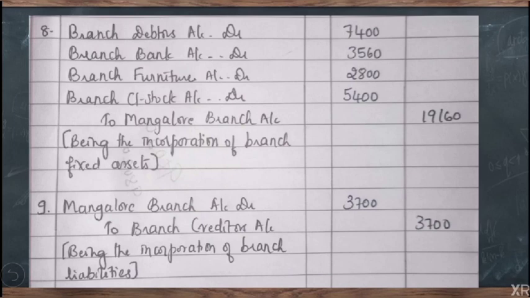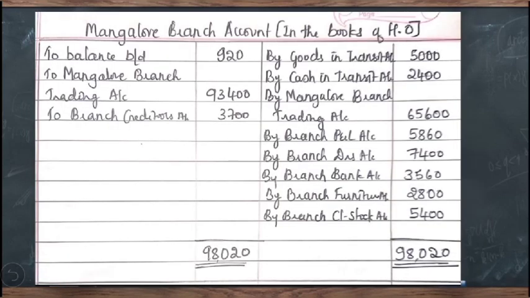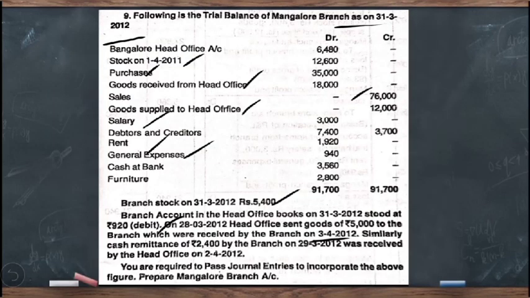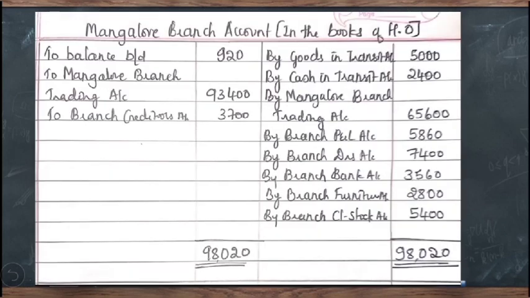After this we have to prepare the Mangalore branch account in the books of head office. When we prepare the branch account in the books of head office, it has to start with the opening balance. Okay, that is, we have to write what is the branch account balance as per the books of head office. In this question they have clearly given that the branch account in the head office books on 31st March 2012 is showing 920 rupees debit balance. So we can write here to balance brought down 920 rupees.